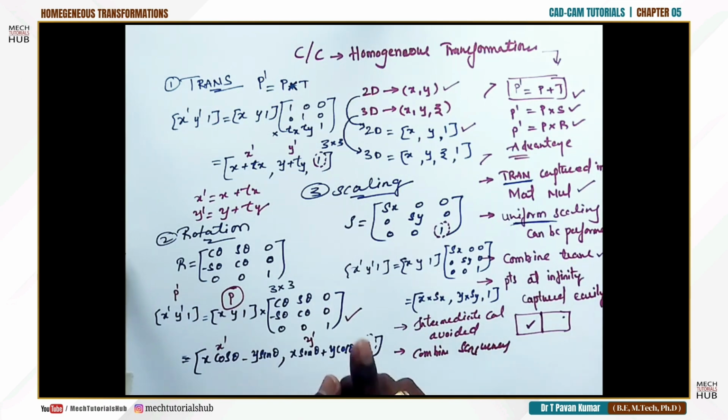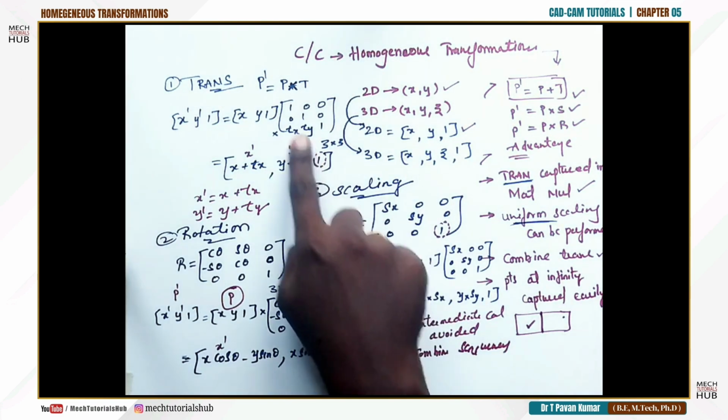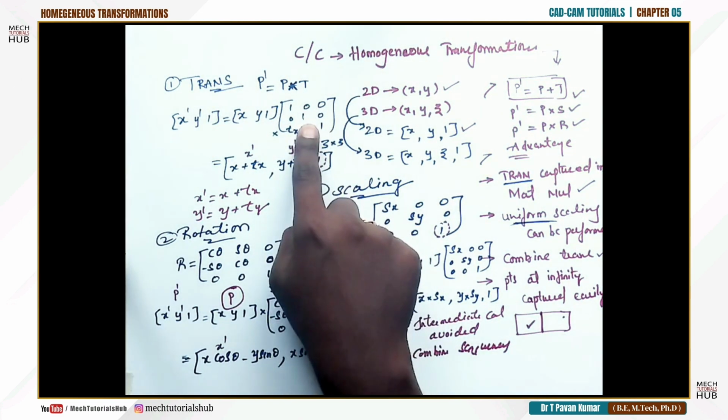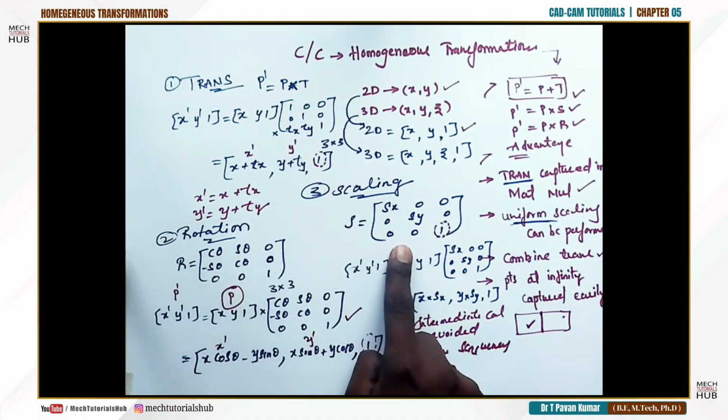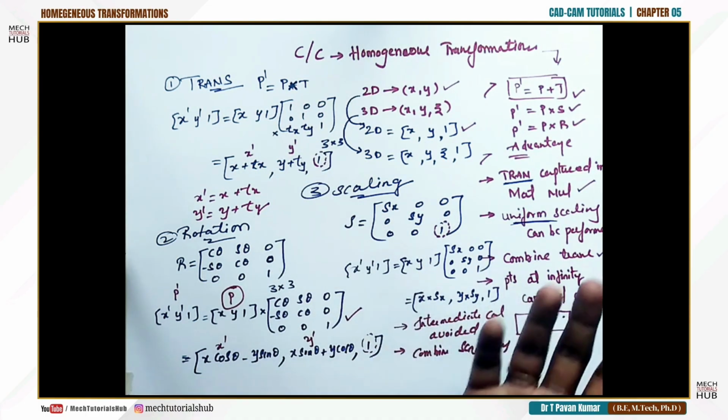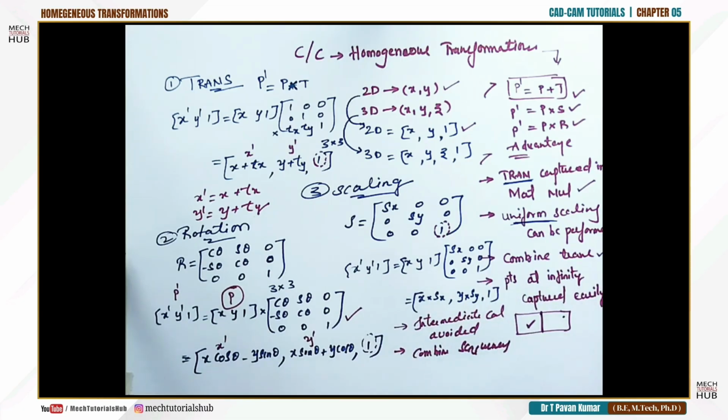The only thing we need to know is that we need to remember this particular translation matrix for homogeneous coordinates, the rotation matrix for homogeneous coordinates, and the scaling matrix for homogeneous coordinates. Similarly, we have one for reflection, nothing but mirroring also, which is very simple. Again, we will try to discuss all of them in the upcoming lectures.